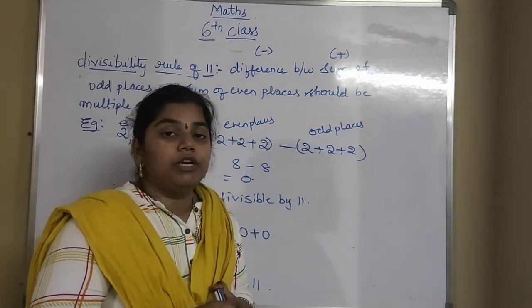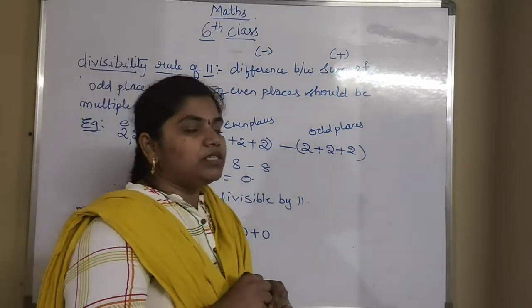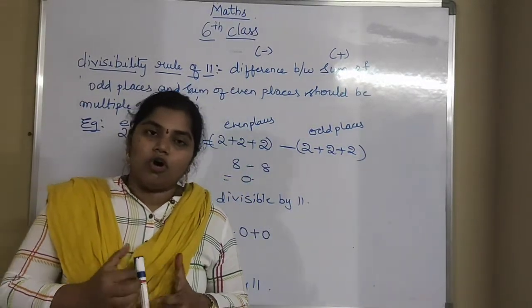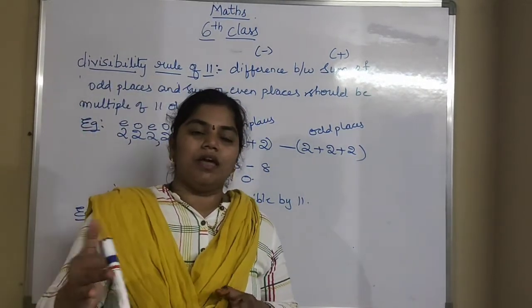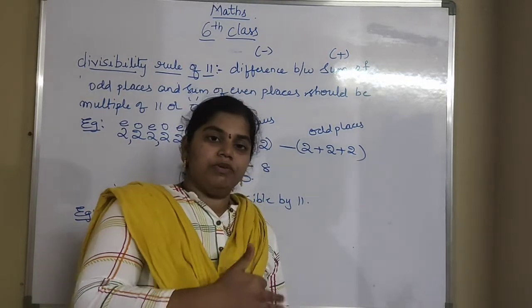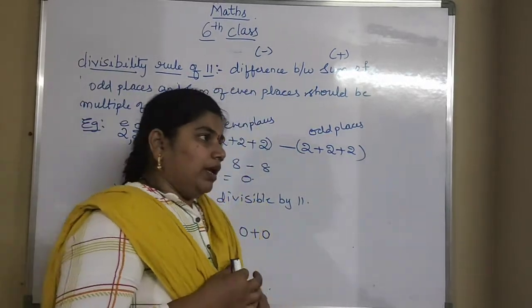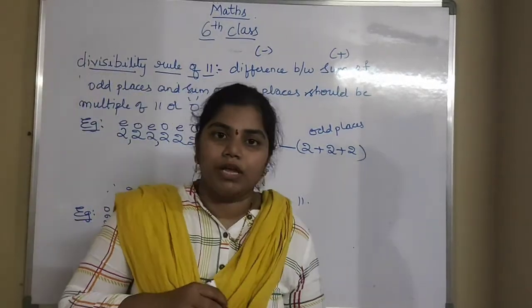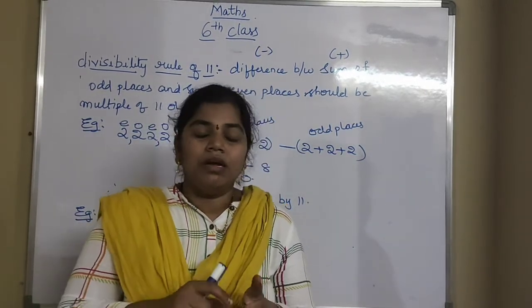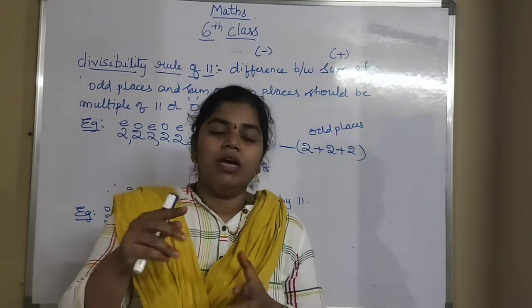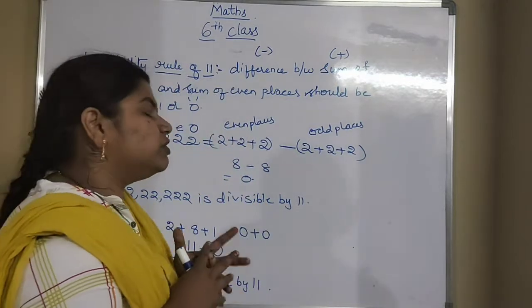Next is the divisibility rule of 9. Sum of all digits should be divisible by 9, or it should be a multiple of 9. The divisibility rules of 3 and 9 are the same. In 3 it should be divisible by 3. In 9 it should be divisible by 9. That is the difference. Next is 10. What is the divisibility rule of 10? The last digit should be 0. If the last digit, that is the units place digit, is 0, then the whole number will also be divisible by 10.